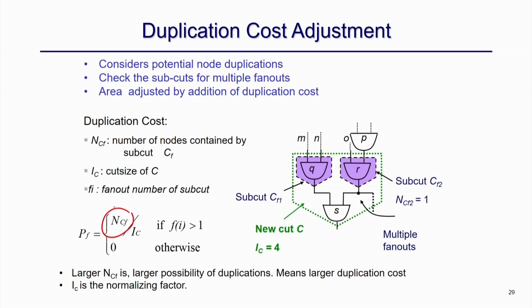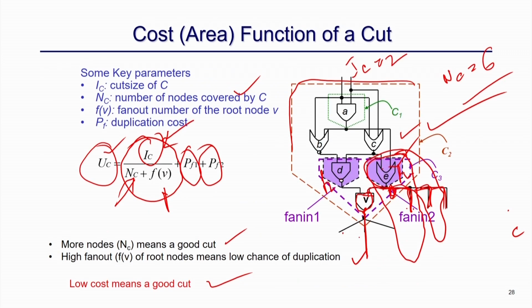So, this is the number of nodes in that particular cut at the input, and this IC is the size, right. The point is that if the number of nodes here is high, then the possibility of duplication is also high, right. That means this is a larger duplication cost, and this IC is the normalization factor. So, as I mentioned, we always consider the sub cut here, right. So, if in the sub cut of this input F1 there is a larger number of nodes, there is a high chance that some of them will have fan outs, and that will create duplication. So, that means it will increase the cost of that particular cut. That means it is a bad cut.